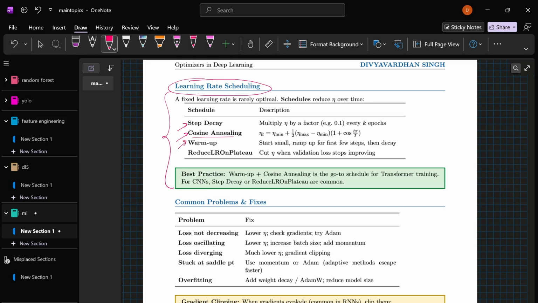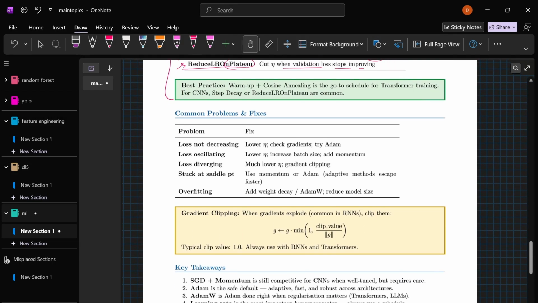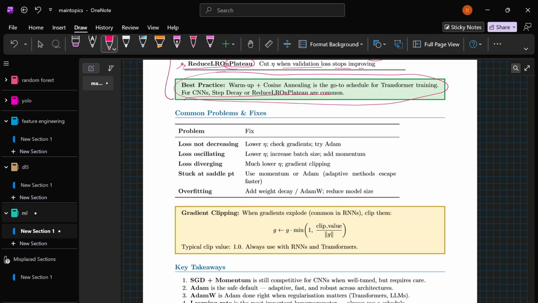Third is warm-up. Start with a very small learning rate, ramp it up for a few steps, and then decay it. This is most important for transformers, because jumping in with a large learning rate early can destabilize the training. Then we have reduce LR on plateau. This one monitors your validation loss. Okay, the best practice for transformers: we are going to cover transformers, and we are going to see how cosine annealing can be used, and how for CNNs we can use step decay. Okay, that we will discuss next.